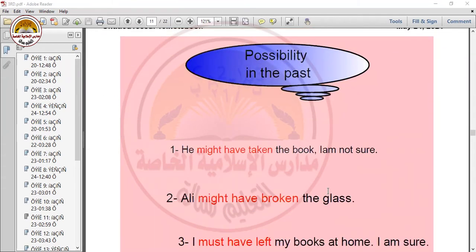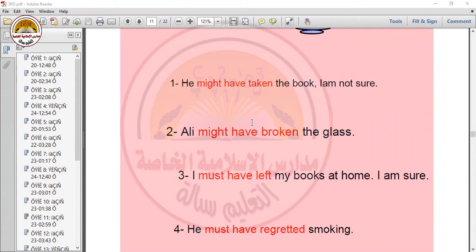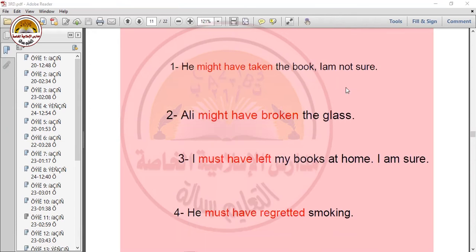We are going to talk about possibility in the past. If we want to express possibility in the past tense, we use might have plus past participle. He might have taken the book, I'm not sure. Number two, Ali might have broken the glass.